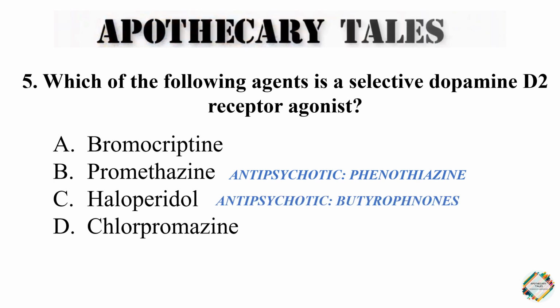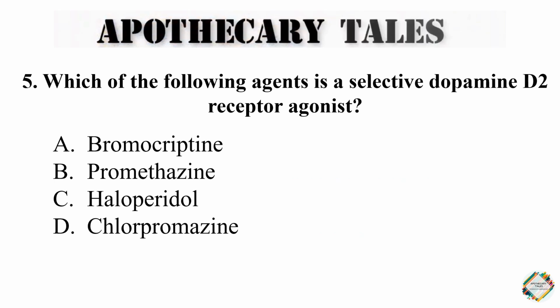What about haloperidol? Haloperidol is also an antipsychotic belonging to the chemical class butyrophenones. So, being an antipsychotic, this is also a dopamine antagonist. The last option is chlorpromazine. This is also an antipsychotic belonging to the same class as promethazine, that is phenothiazine. As a result, options B, C, D all are belonging to the antipsychotics, which are going to act as dopamine receptor antagonists. Now, going to the first option, bromocriptine.